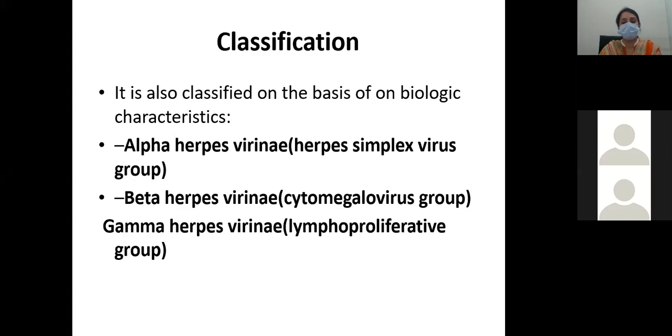Then it is also classified on the basis of biological characteristics. On this basis, these are classified into alpha herpesviridae, that is the herpes simplex virus group, beta herpesviridae, that is the cytomegalovirus group, and gamma herpesviridae, that is the lymphoproliferative group.